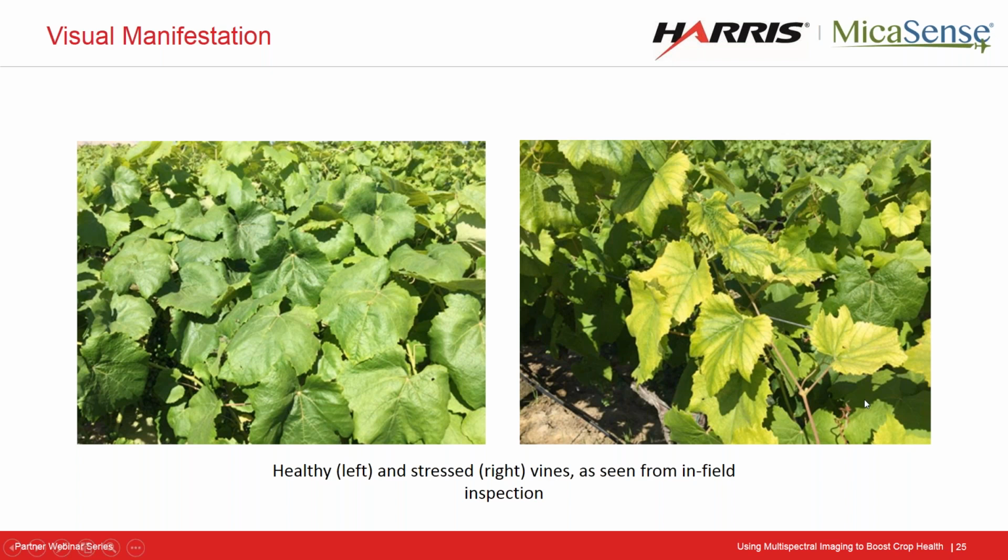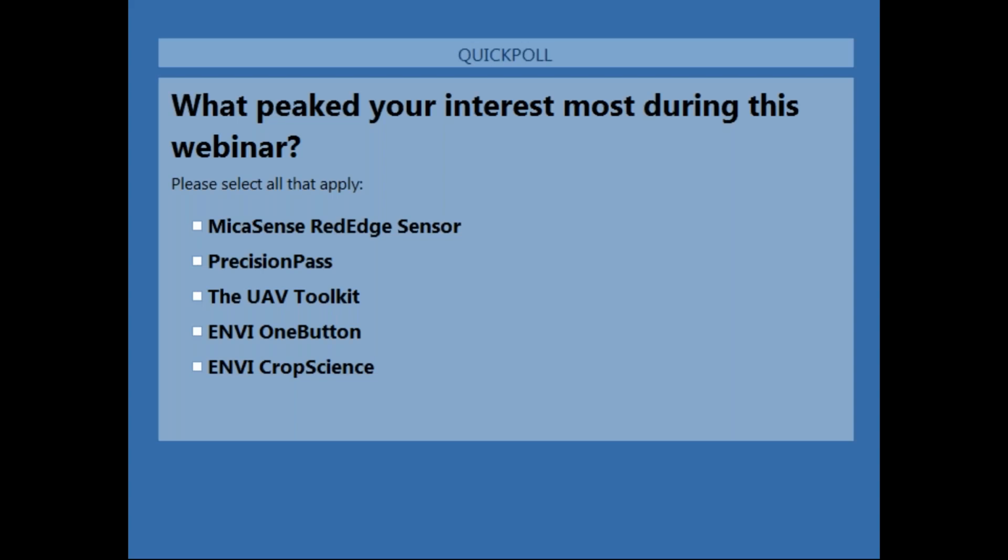But let's move on to the final poll question for today. Really what we wanted to do was get an understanding, as we went through this process, of what areas particularly piqued your interest. Was it the MicaSense RedEdge sensor, the Precision Pass tool that Austin talked about, the UAV Toolkit, ENVI One Button, or ENVI Crop Science? This is multiple choice, so you can select multiple entries there. We'll give you a few minutes to think about that.